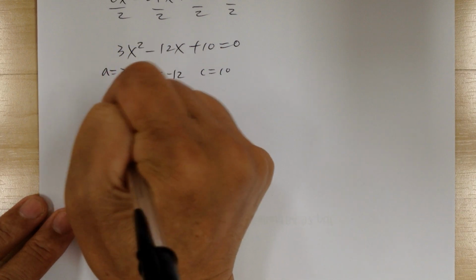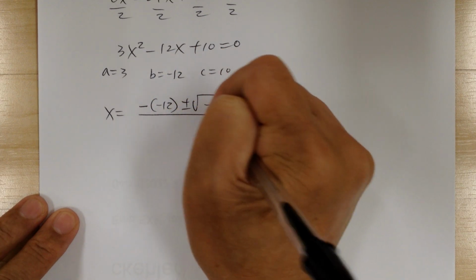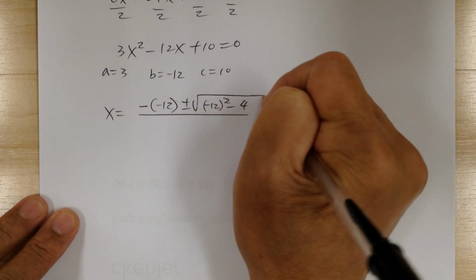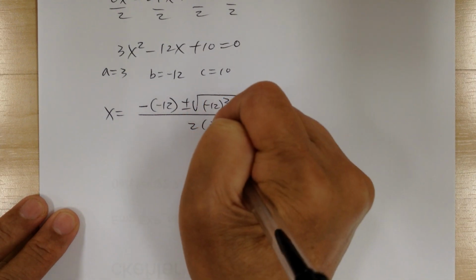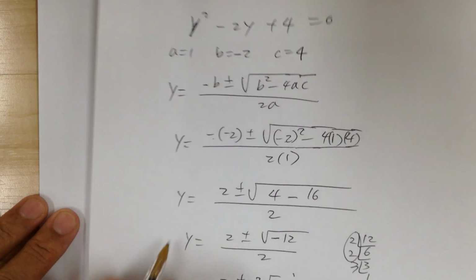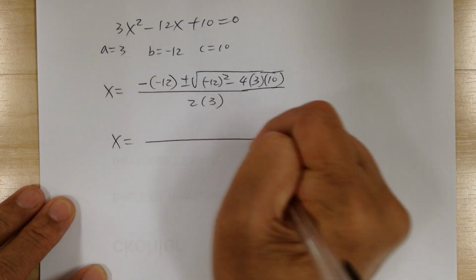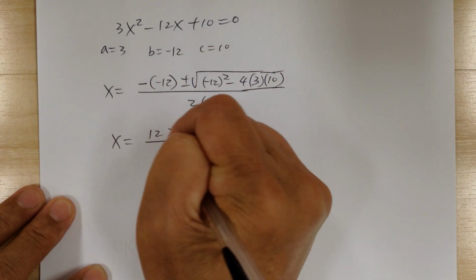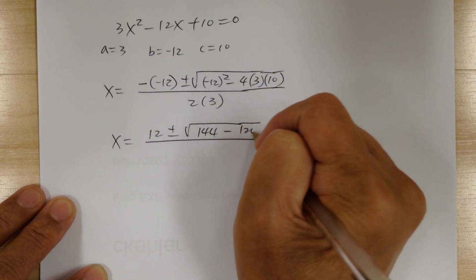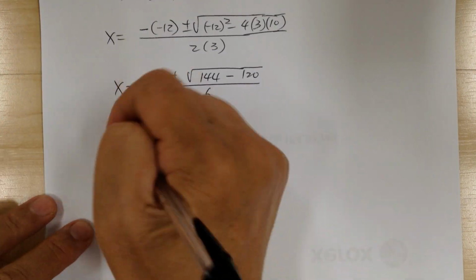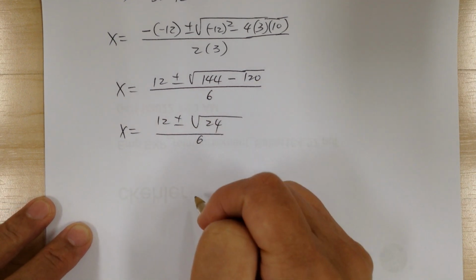Okay. So x equal to negative b plus or minus square root of b squared minus 4ac over 2a. Okay. So again, just using that formula. Make sure you know your formula, like the quadratic formula. So this will become 12 plus or minus square root of 144 minus 120 over 6. Okay, and again simplify. So 12 plus or minus square root of 24 over 6.